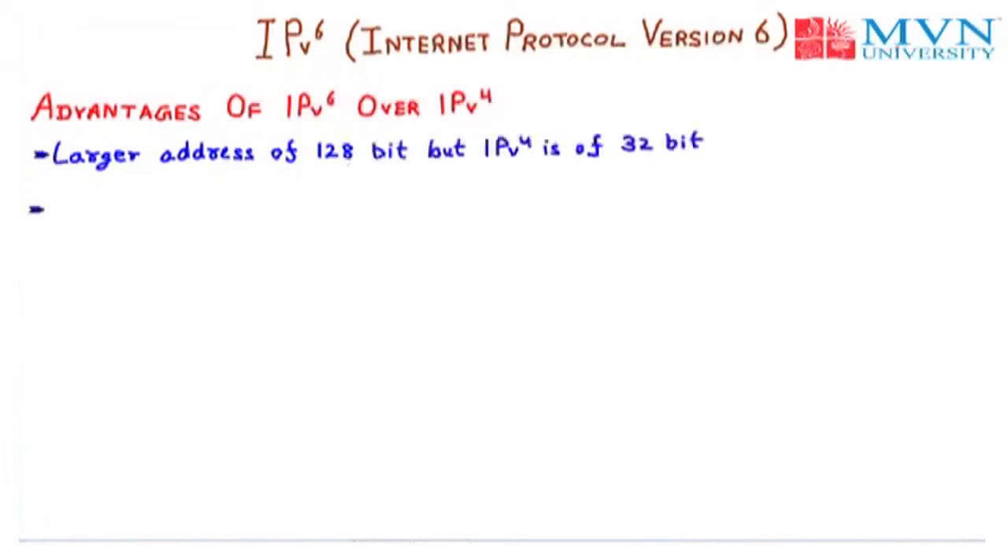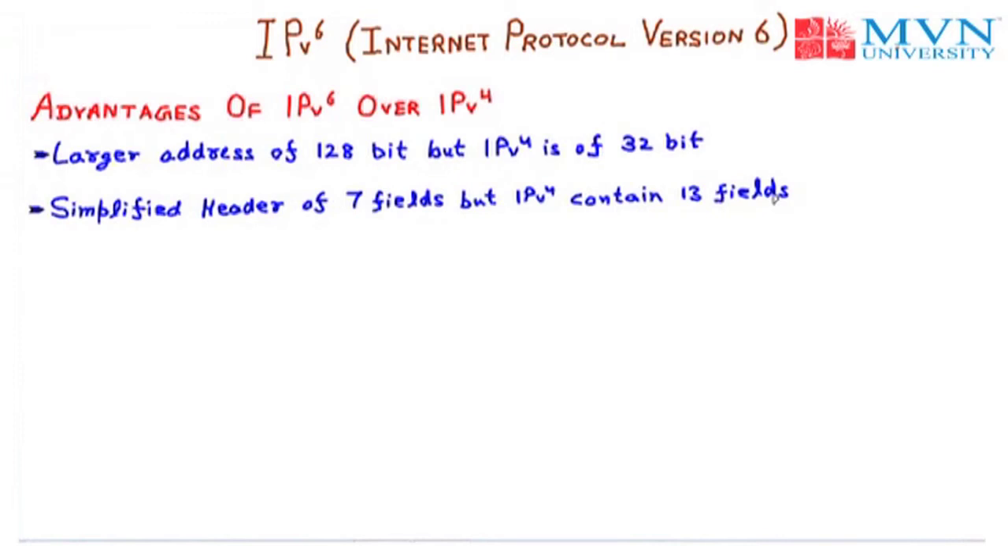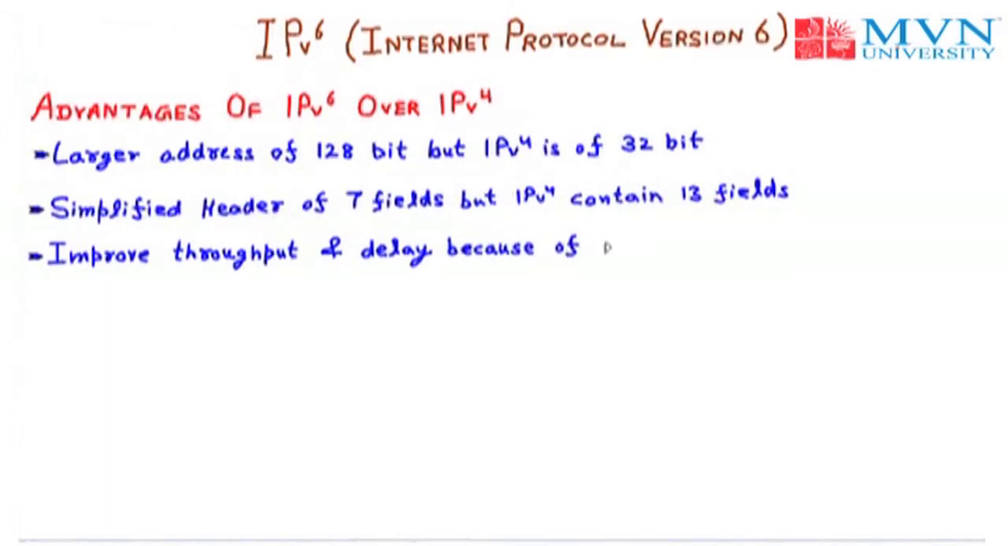Now the next advantage is the simplified header. The header of IPv6 has 7 fields, but the header of IPv4 has 13 fields. So that means the header of IPv6 is very simplified. Well, we also have improved throughput and delay in IPv6. Why? Because we have a small header, and if the router gets the header of IPv6, it can easily process it. So the throughput and the delay are less and improved in IPv6.